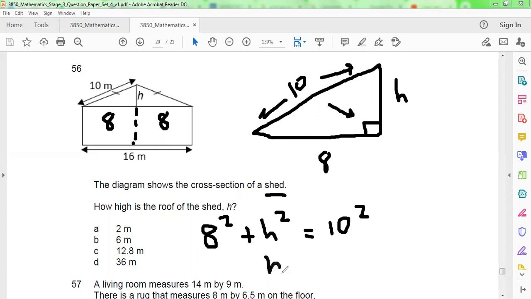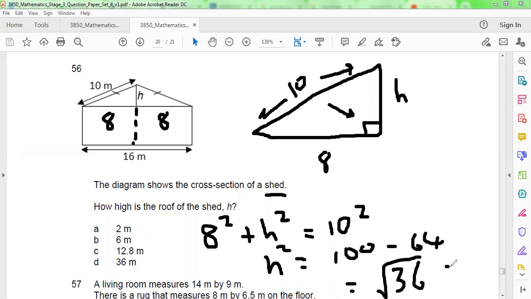So h squared is 10 squared, which is 100, subtract 8 squared, which is 64. 64 from 100 is 36. And to get rid of the square, we square root. The square root of 36 is 6. So h is actually 6.